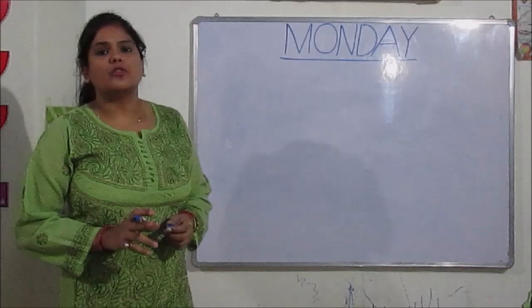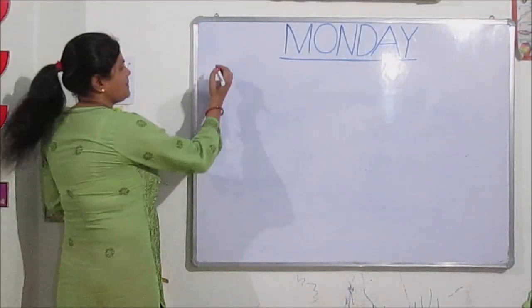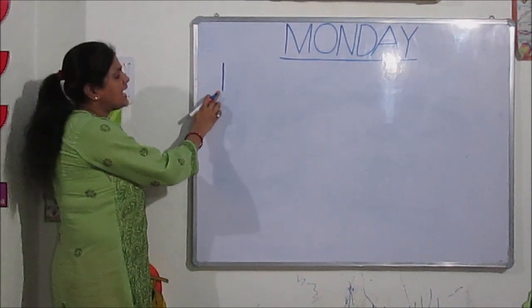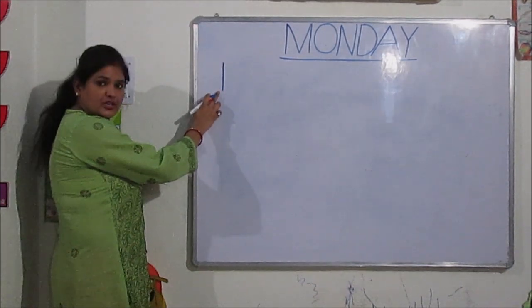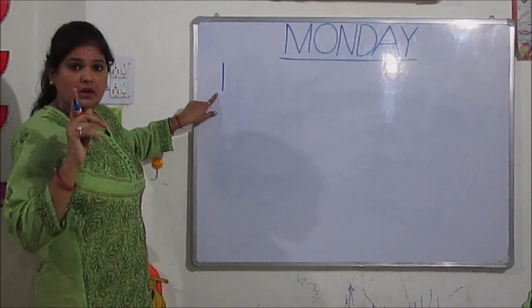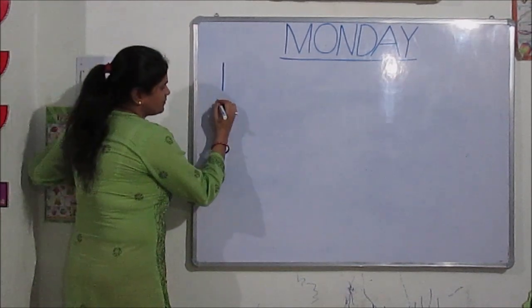Let's do the recall counting. 1, 2, 4, 0, 40. Which line is it? Standing line. And which number is it? 1. Now after 1, 2.